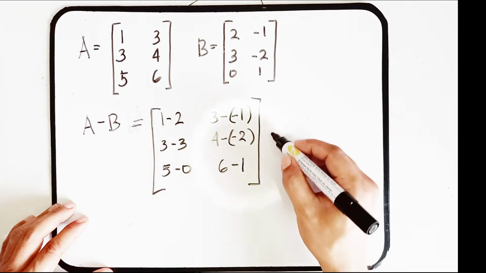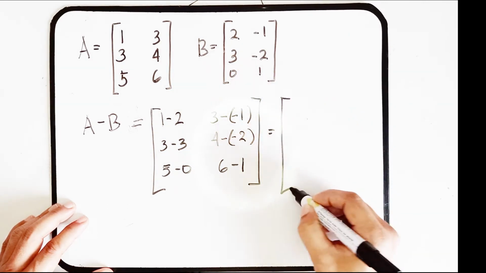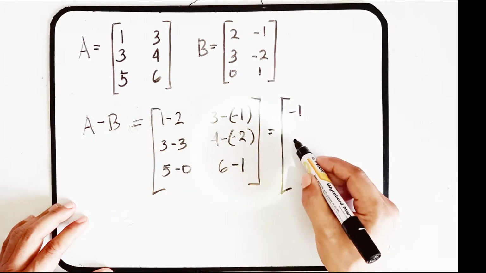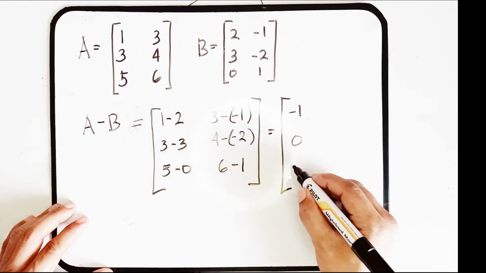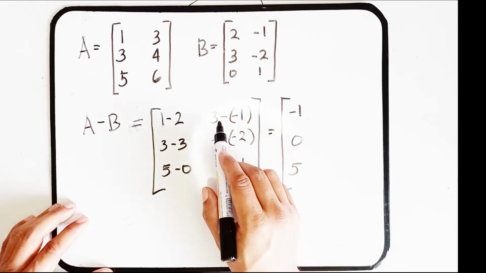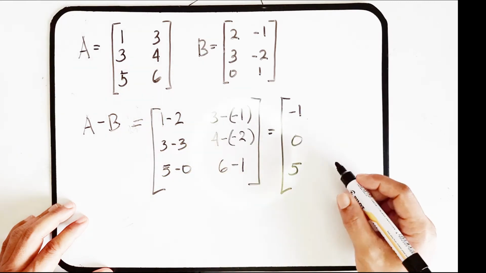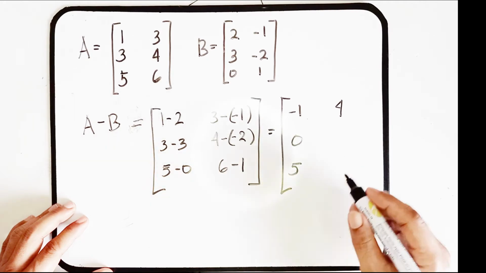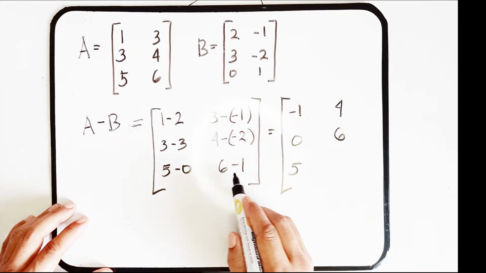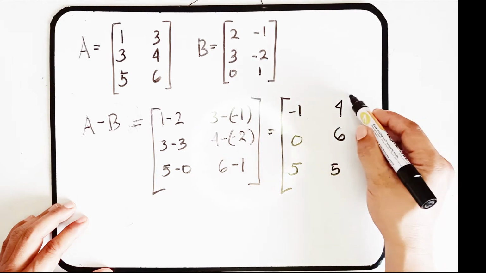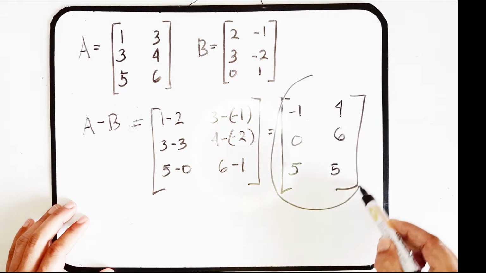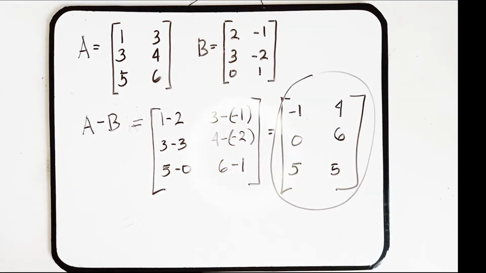Okay, so now let's solve this. 1 minus 2, this is negative 1. 3 minus 3, this is 0. 5 minus 0, this is 5. 3 minus negative 1, this becomes 4. And then 4 minus negative 2, this becomes 6. Then 6 minus 1, this becomes 5. So this is now the answer. Okay, so that's how you solve A minus B.